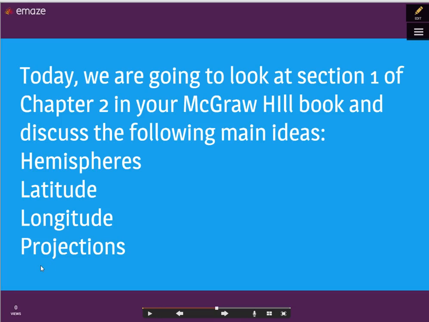Okay, today we're going to look at section 1 of chapter 2 in your McGraw-Hill book and discuss the following main ideas. We're going to talk about hemispheres, latitude, longitude, and then we're going to talk about projections that are made from globes to maps. We'll do an activity at the end with latitude and longitude. So when you come into class on Thursday, we'll be using the iPads and covering some geographical information.